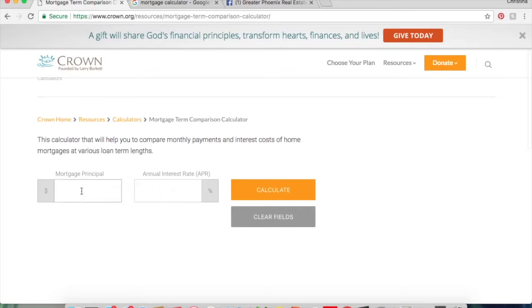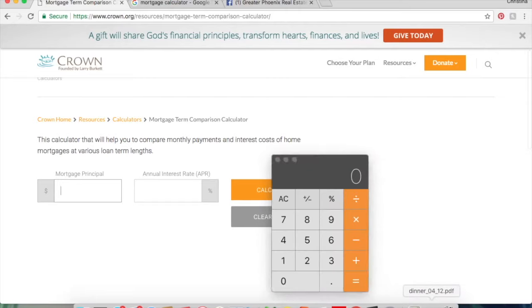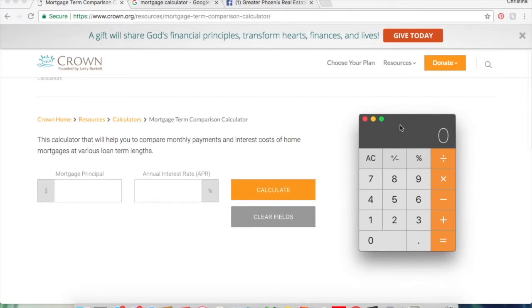So we're going to start with the mortgage principal. Principal is the amount of money that you've taken out on the loan. Let's say, for example, that there is a $300,000 house, and that's the one that you want to buy. Just because the house is $300,000 does not mean the $300,000 is the amount that you're going to take out on the loan. Not everybody has 20% to put down. You can get loans with less.